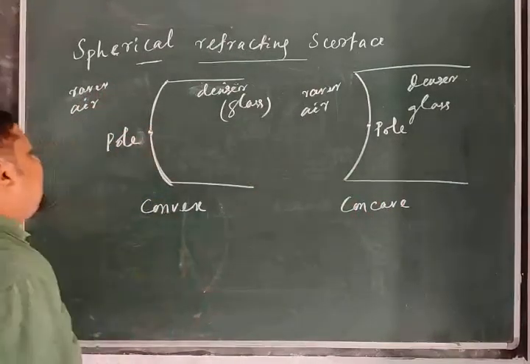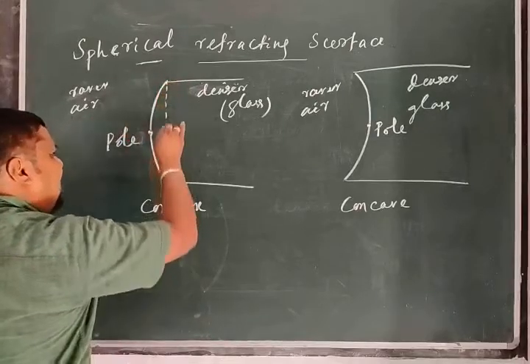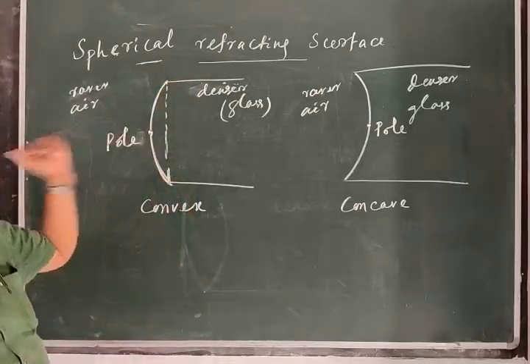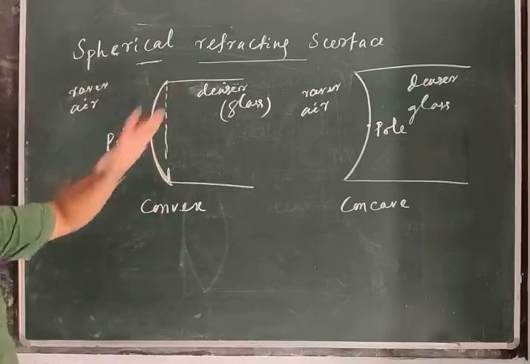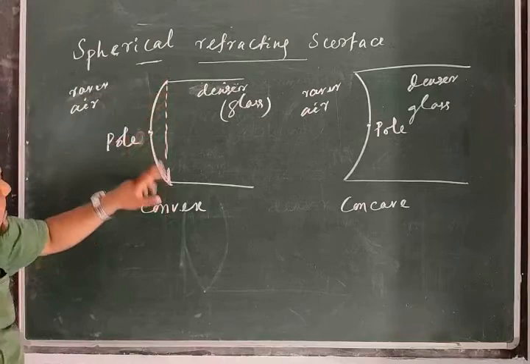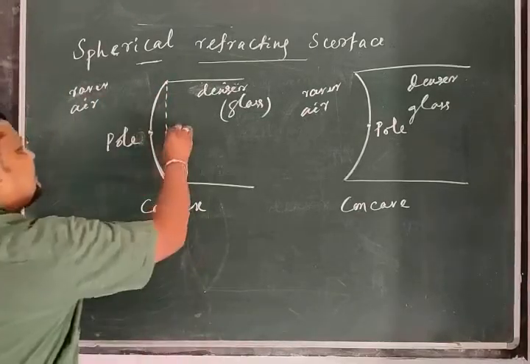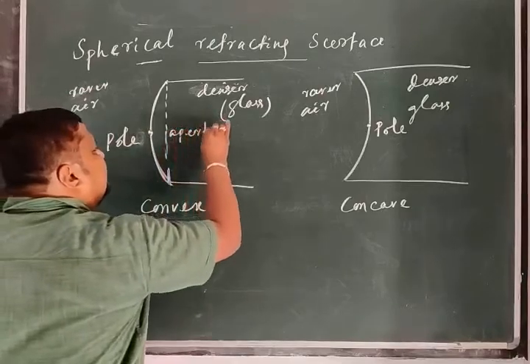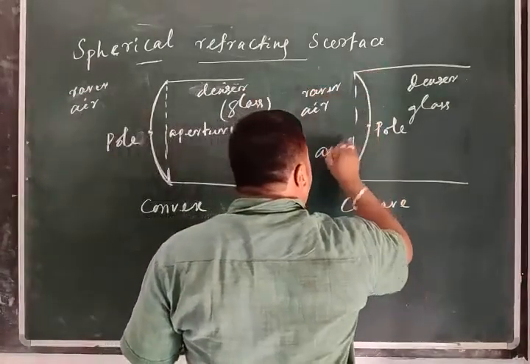And the next one is the aperture. What is this aperture? We can say this is the effective diameter which is exposed to the incident light. So this is called your aperture, the effective diameter aperture.